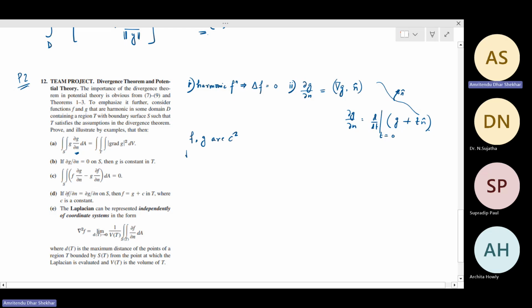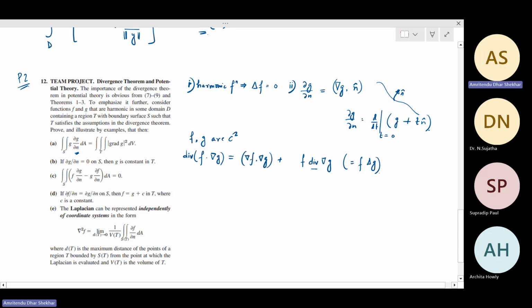So then you know by the divergence theorem, the divergence of f grad g is equal to the inner product of grad f and grad g, plus f times the divergence of grad g. Sorry, there's no bracket here. But divergence of grad of g is precisely the definition of the Laplacian. So this is just equal to f times Laplacian of g.